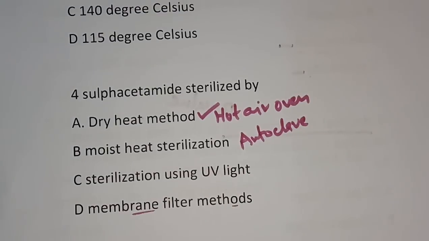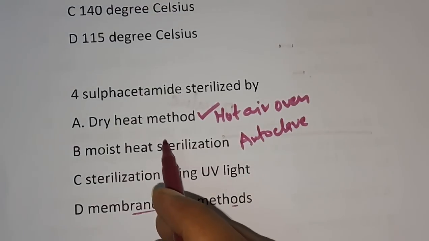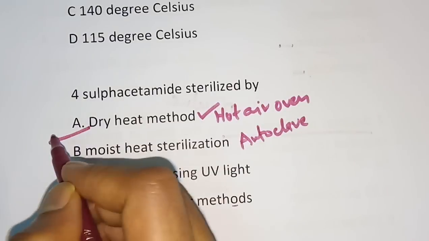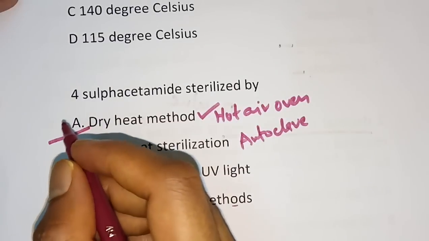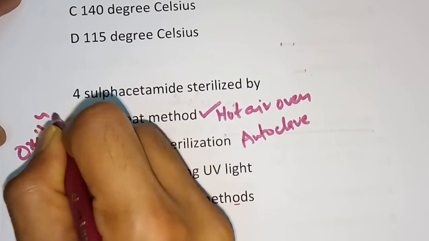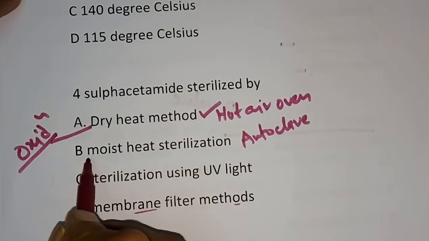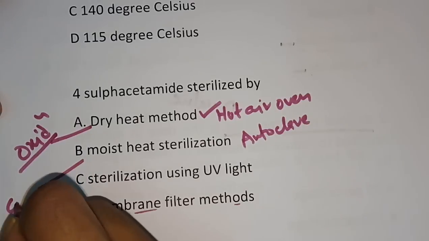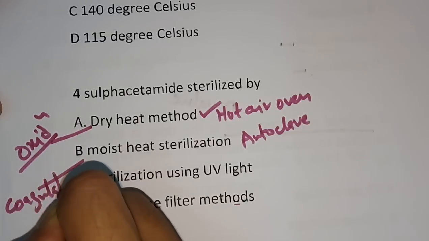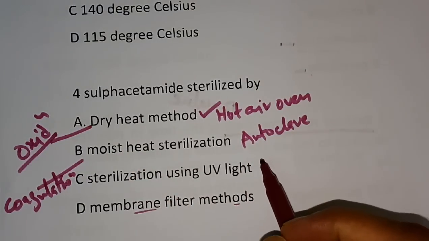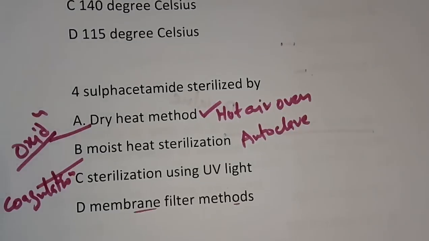Now the mechanism for dry heat sterilization is oxidation of cell constituent. Oxidation is the mechanism. In case of moist heat sterilization, this is coagulation. Coagulation is the mechanism. Now we will move to the next question.